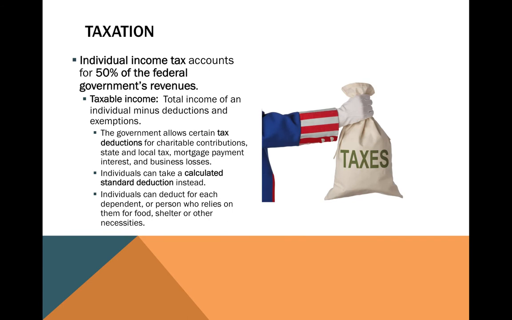Individual income tax accounts for 50% of the federal government's revenue. Taxable income is defined as total income of an individual minus deductions and exemptions. The government allows certain tax deductions for charitable contributions, state and local tax, mortgage payment interest, and business losses. Individuals can take a calculated standard deduction instead. Individuals can deduct for each dependent or person who relies on them for food, shelter, or other necessities.